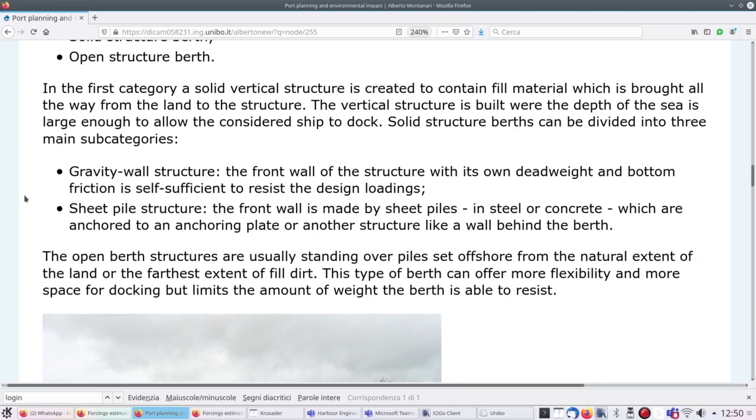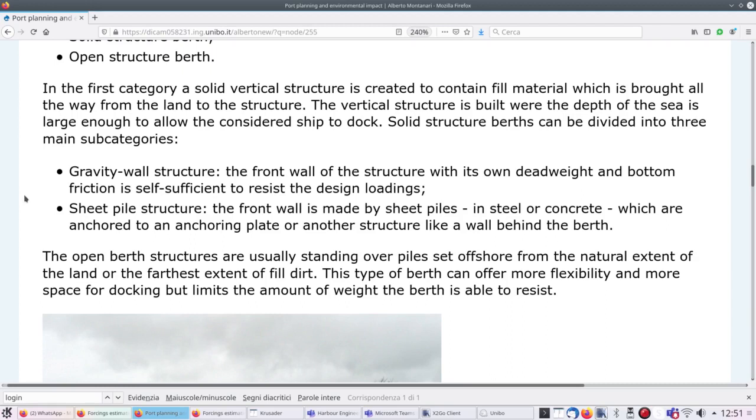And in this case, it's a kind of wall, but it's not a gravity wall, because the gravity wall is very massive and its resistance is based on the use of its own weight as a stabilizing force. Instead, for the sheet pile, even if it's made of concrete, the ability to sustain the load is given mainly by friction, or by the fact that a solid rock layer is reached at the bottom of the concrete sheet pile structure.